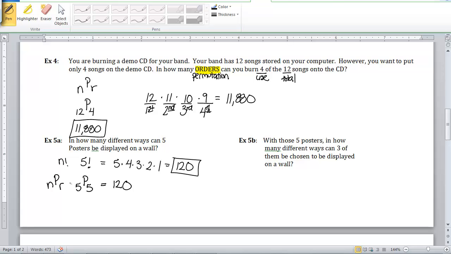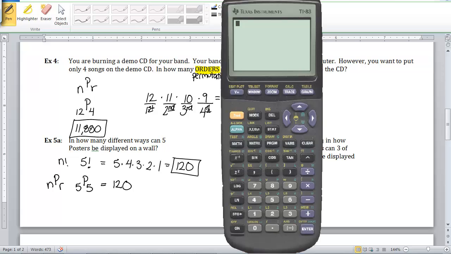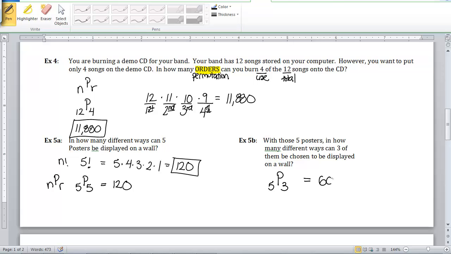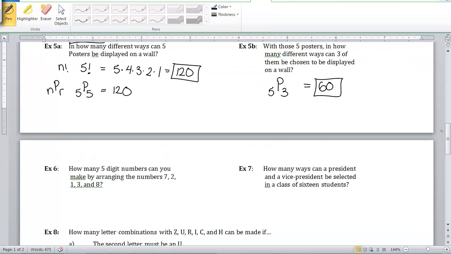In 5B, now we're only going to take those 5 posters and hang up 3 of them. So I can't just do n factorial. I have 5 posters, I'm only using 3. Calculating 5 nPr 3, I get 60 different ways to hang only 3 of the 5 posters. Please now read example 6 and 7, pause the video, and when you are done, check your answers.